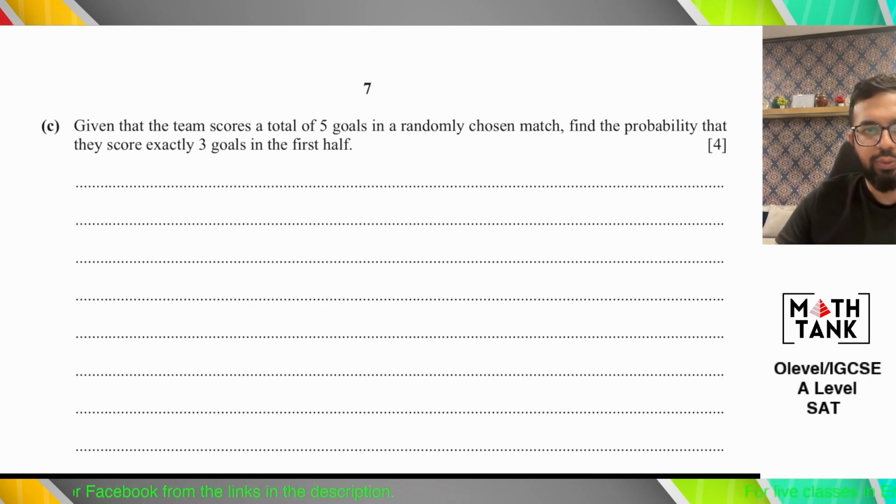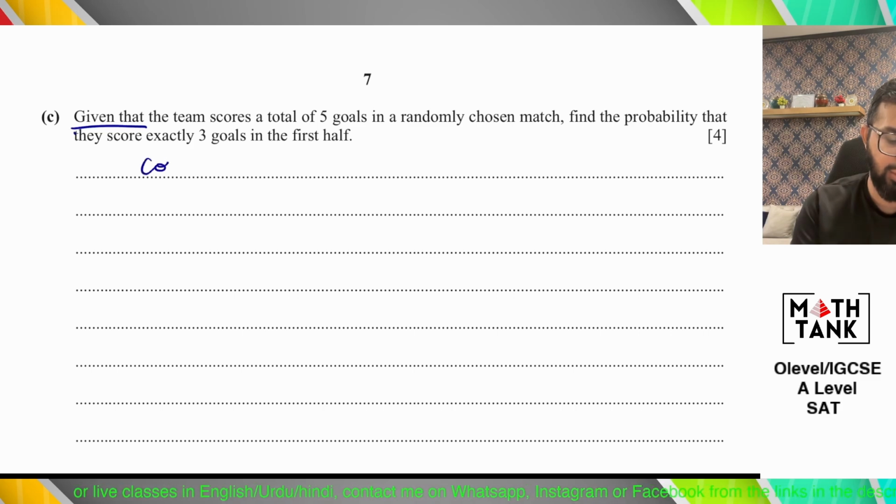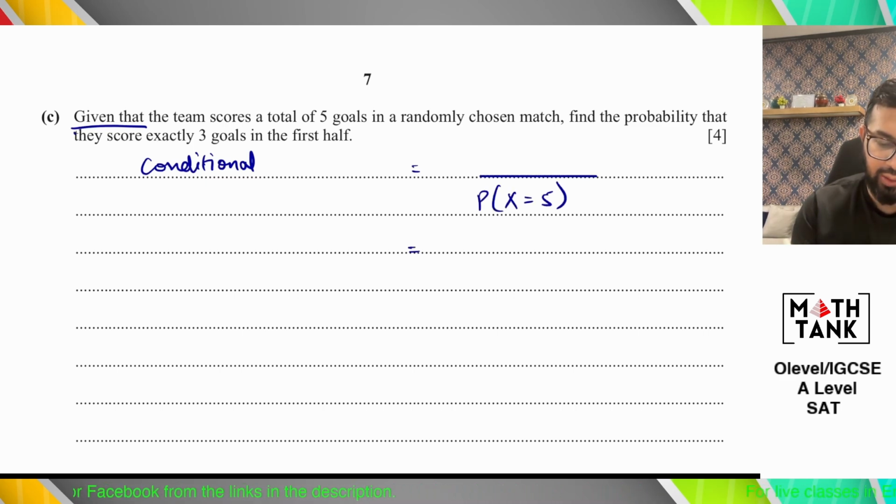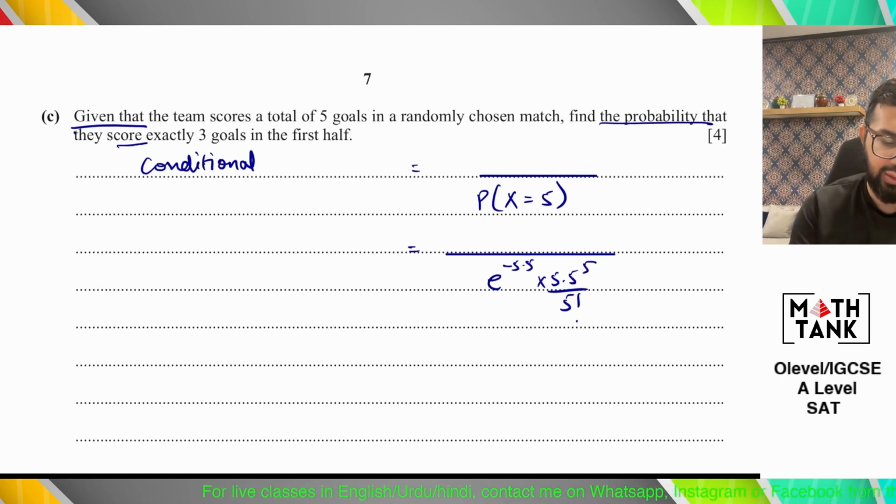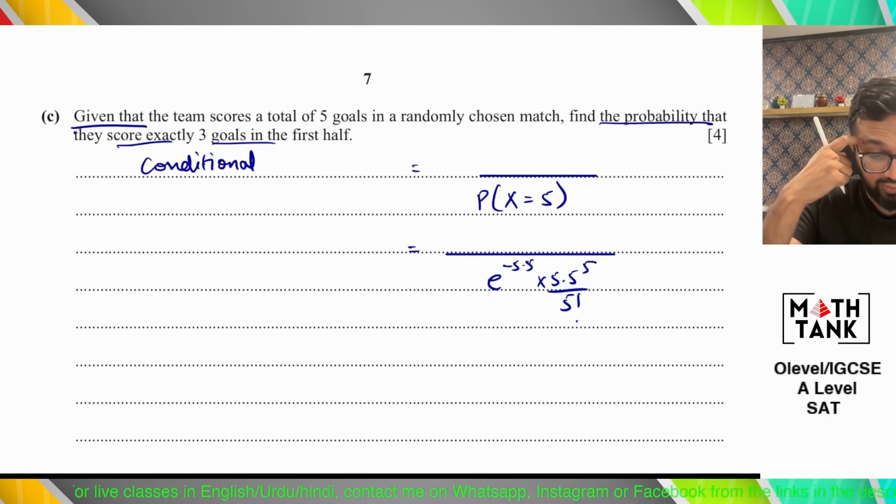Part C: given that the team scores a total of 5 goals in a randomly chosen match, find the probability that they score exactly 3 goals in the first half. Okay, given that, so it's conditional. What is the condition? That should come up in the denominator. A total of 5 goals will mean e power minus 5.5 into 5.5 power 5 divided by 5 factorial.